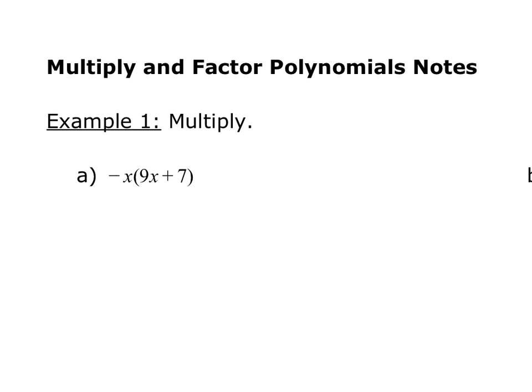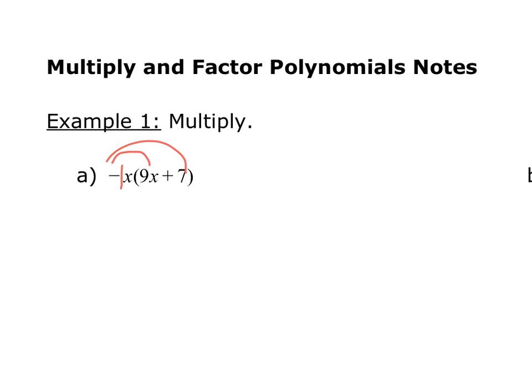So if I have negative x times 9x plus 7, well, we've seen something like this before, but before, the number out front was a constant. I don't think we've done a variable yet. It's done the same way. It's like a negative 1x. All we're going to do is distribute that negative 1x to everything inside the parentheses.